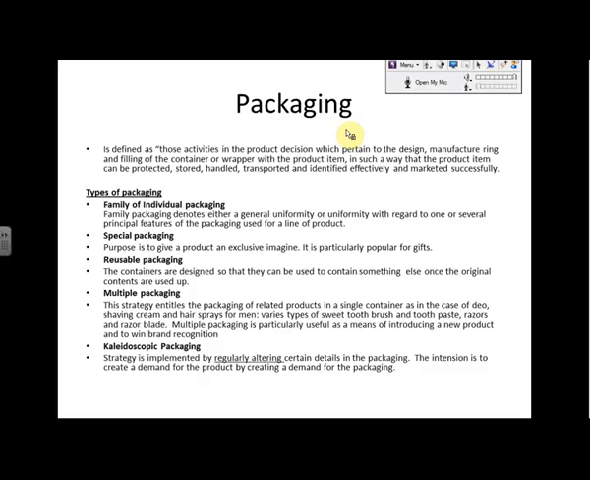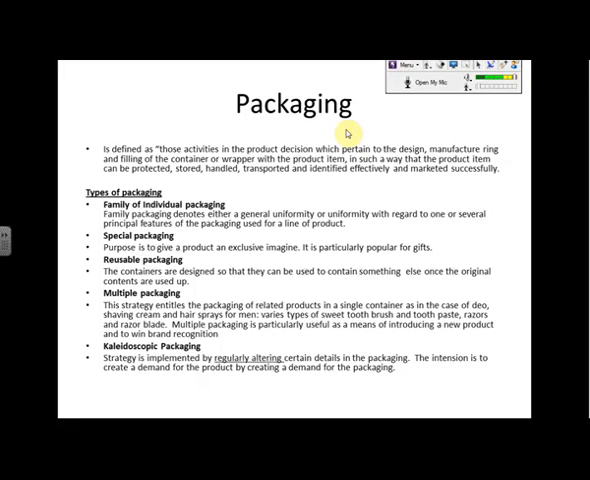Let's now look at packaging. What is packaging? What does packaging mean? It is defined as those activities in the product decision which pertain to the design, manufacturing and filling of the container or wrapper with the product item in such a way that the product item can be protected, stored, handled, transported, and identified effectively and marketed successfully.